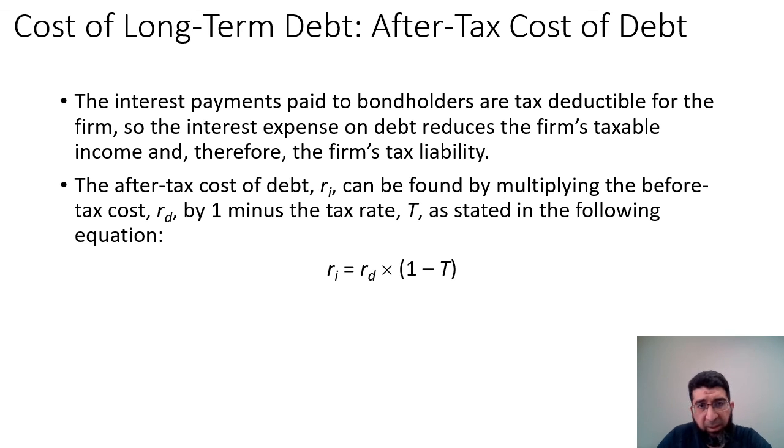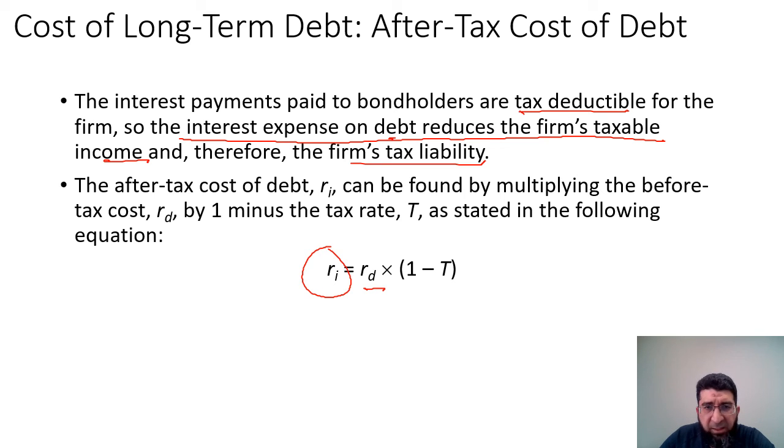Now the interest paid to bondholders is tax deductible for the firm. So the interest expense on debt reduces the firm's taxable income and therefore the firm's tax liability. This is what we know, and hence this has to be incorporated into the cost of debt. So the cost of debt becomes RD times (1 minus T). So this is the after-tax cost of debt that is relevant.